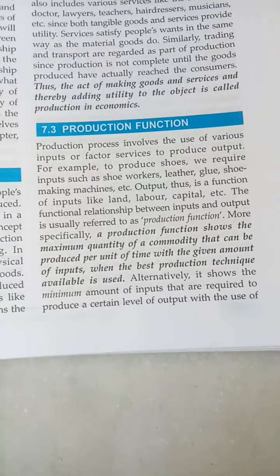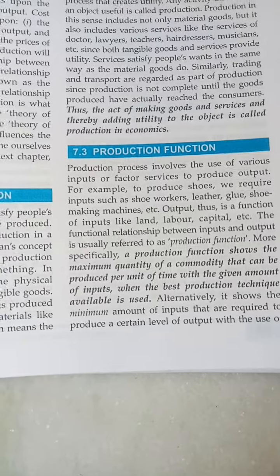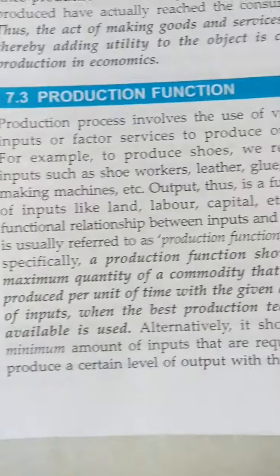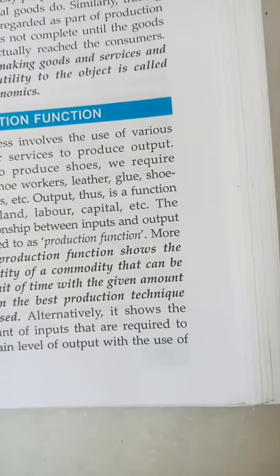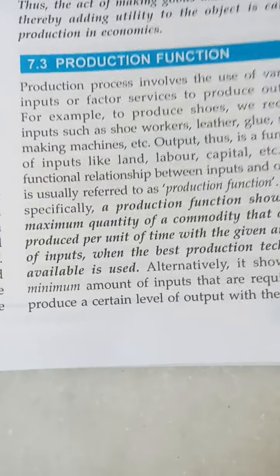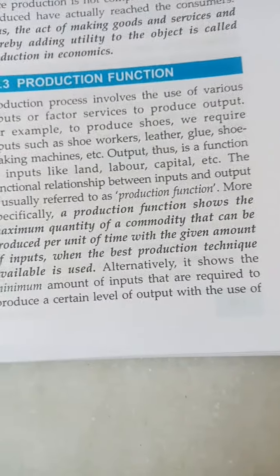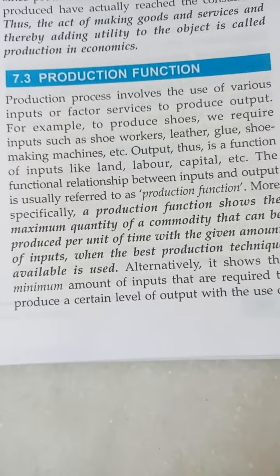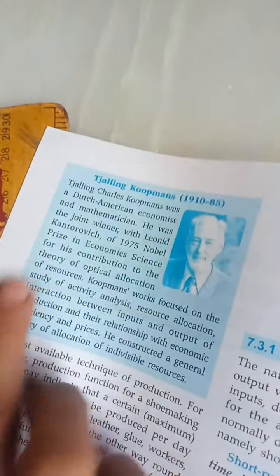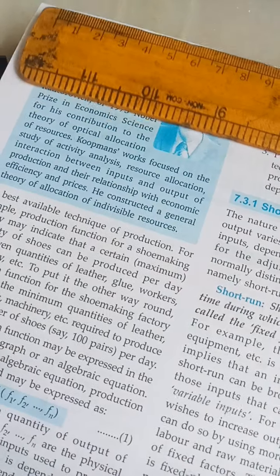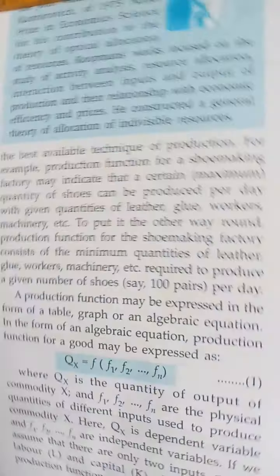So production function is a functional relationship which shows the maximum quantity of a commodity that can be produced per unit of time with the given inputs. Inputs means factors of production. When the best production technique available in the market, in the economy, in the society is used. This is production function. After production function, we come to the next topic, which is short run production function and long run production function.